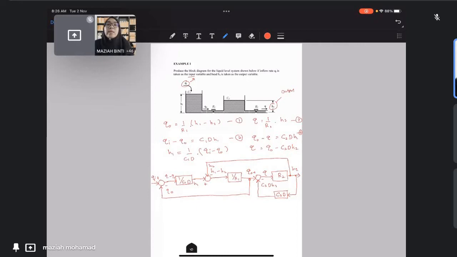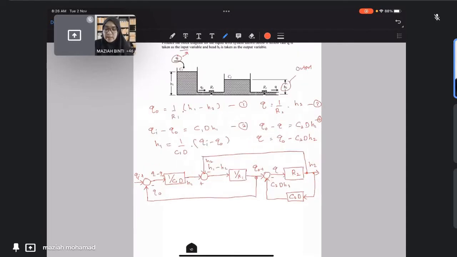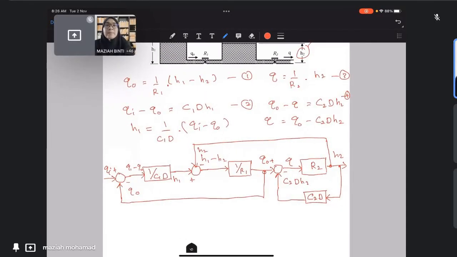Any question? Any question related to the liquid level system? Maybe in terms of equation or maybe in terms of analysis.